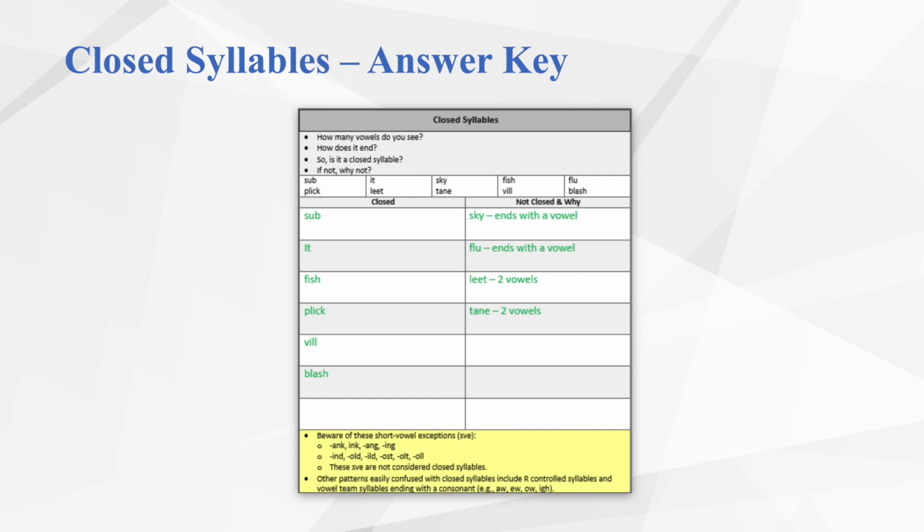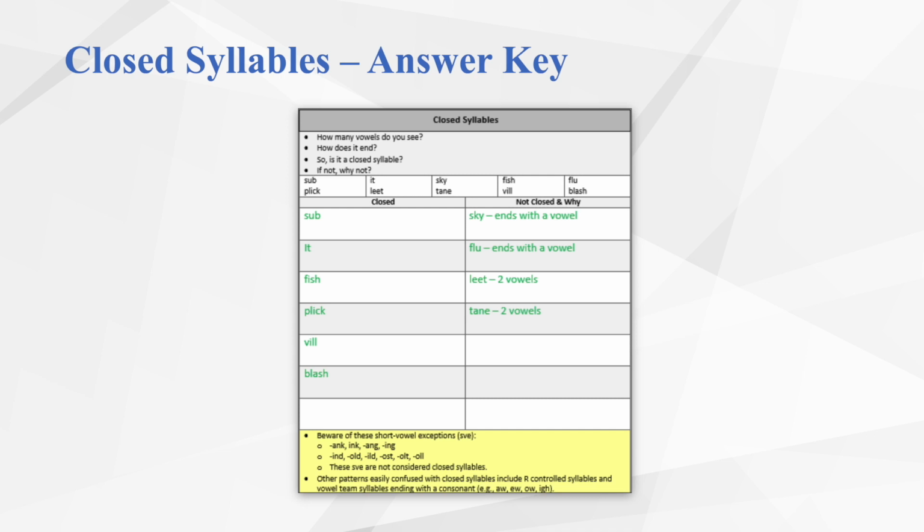L-E-E-T. How many vowels do you see? Two. So is it closed? No. So we put it in the not closed column. L-E-E-T. Two vowels. Finally, T-A-N-E. How many vowels do you see? Two. Again, it goes in the not closed column, indicating that it has two vowels.